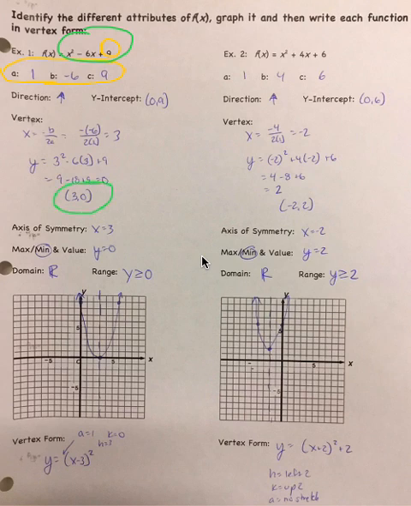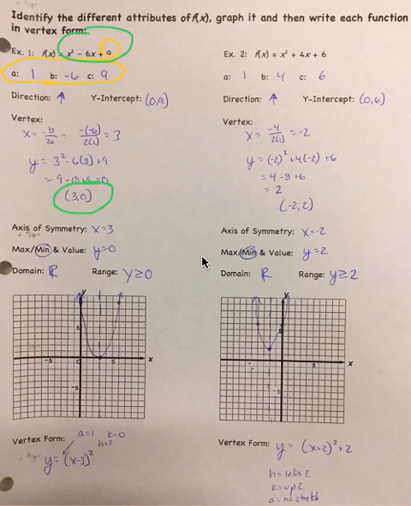So from that vertex, we can find our axis of symmetry. That's x equals 3. We know we have a minimum because it opens up. And that minimum value is y equals 0 from the vertex. Domain is always all reals. And the range is y greater than or equal to 0.